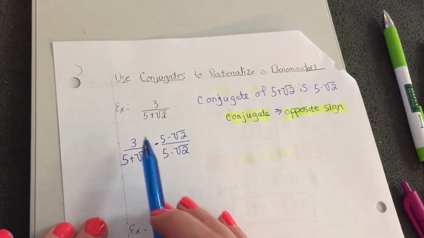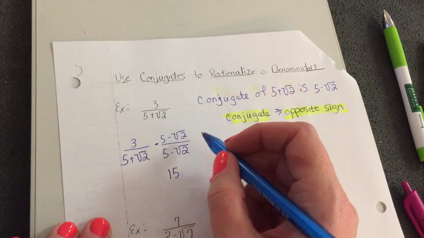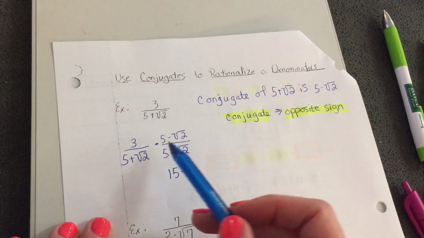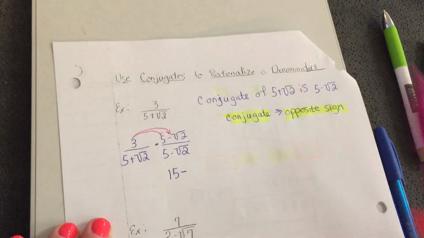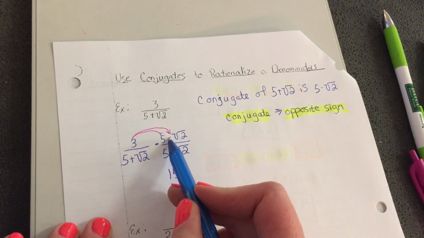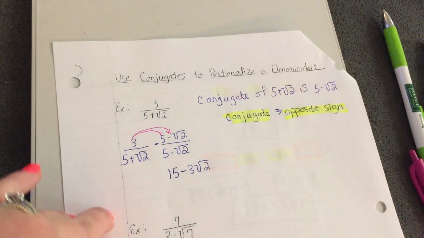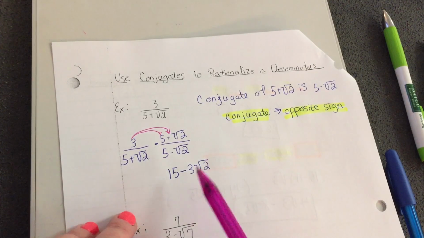Now, what do we have? What's 3 times 5? 15. Minus, what we're actually doing here is we're distributing, right? This times this and this times that. So what is 3 times negative 1? So it's negative 3 square root 2. Because remember, your 5 is a monomial. It is a term by itself. And the negative square root 2 is a term by itself. So we're distributing it to each term.